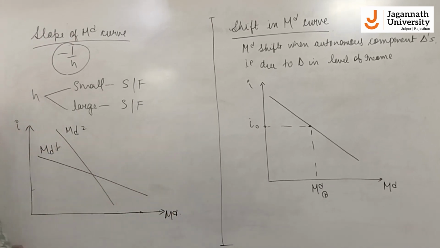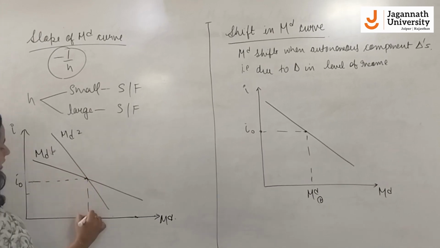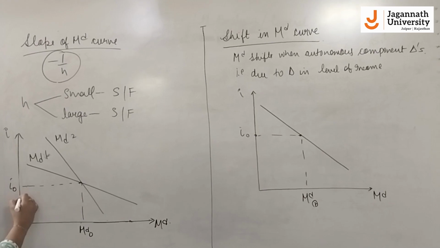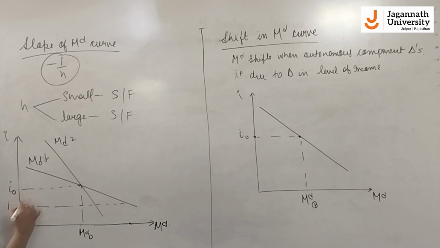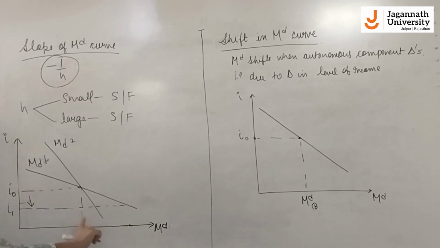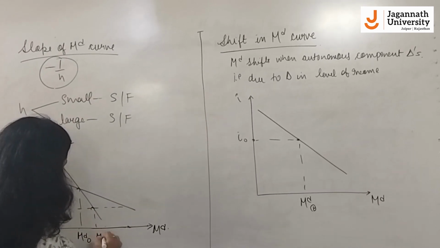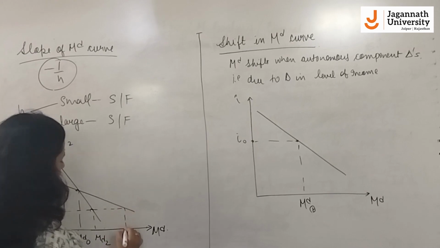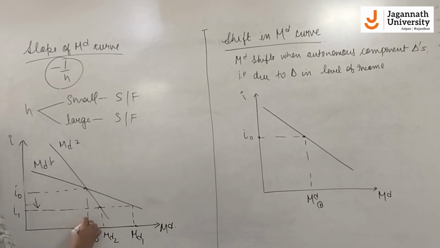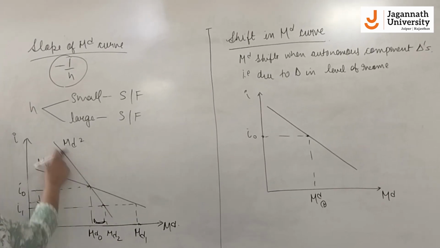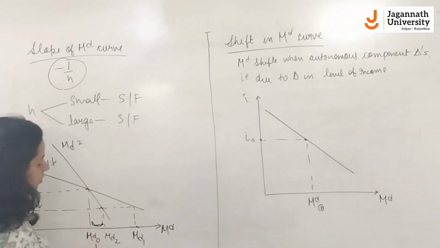Now I have two curves here, MD1 and MD2. Let this be my starting point with I0 and MD0. Now let's suppose the interest rate falls to I1. When the interest rate falls, we can see the impact on both the curves. Here we have MD2 and this is MD1. Can you see that the impact is smaller on which one? On MD2, which is the steeper curve, there is lesser impact, and on the flatter curve there is more impact.